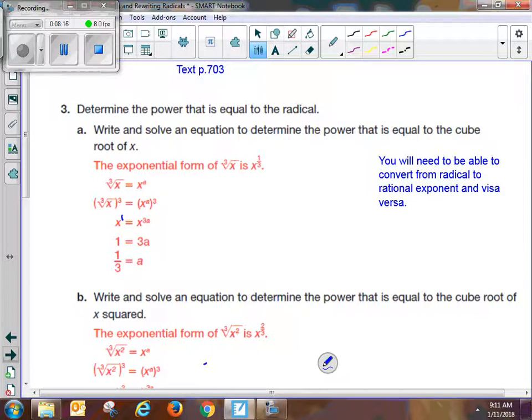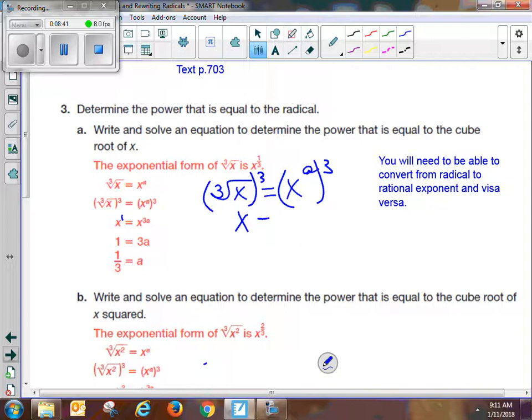Now, let's take a look at this one. This is now working with the cube root. So let's do the same idea. I'm going to start with cube root of x equals x to the a. What would I do first? What would you do to both sides? Trying to get to the a. Cube it. Good.